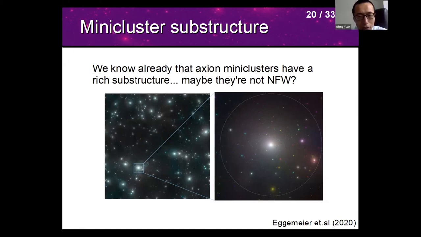Basically for this axion dark matter, do they have the same structure formation history as other kinds of cold dark matter?